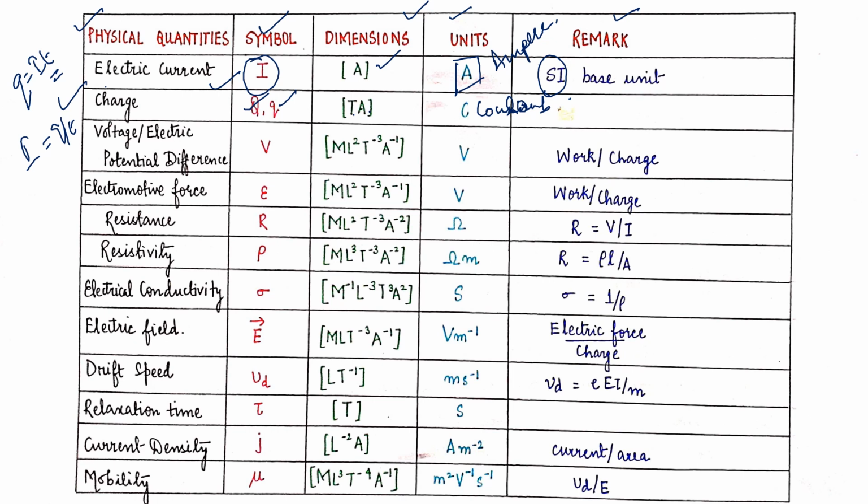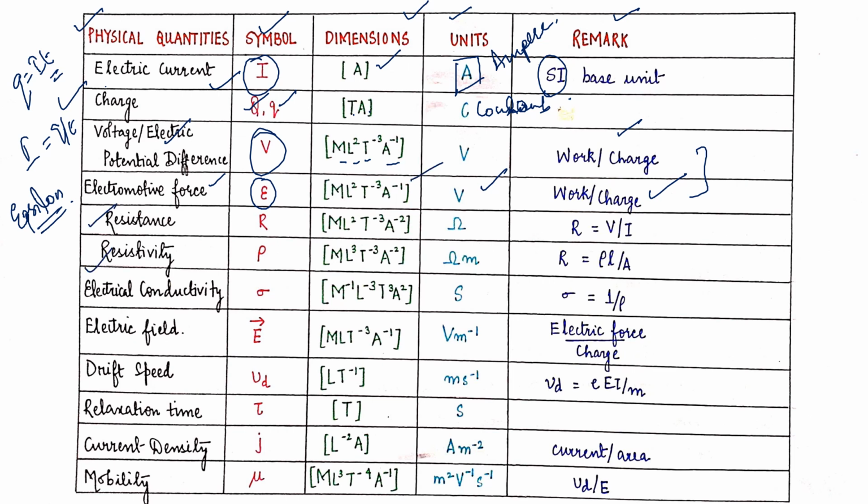Then we have voltage or electric potential difference, which is given by V. Its dimension is mL2 T minus 3 A minus 1. It is work upon the charge. Electromotive force is denoted by epsilon, which is given in volts. It is also work upon charge, with the same dimensional units as the potential difference.